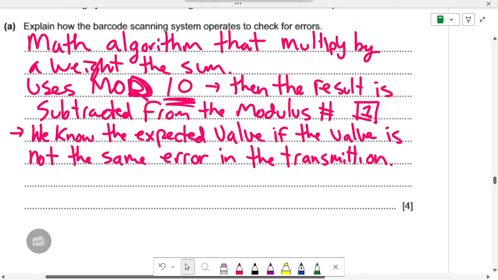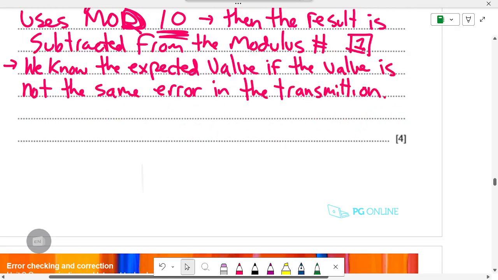You just write your idea down. It's a math algorithm. It uses modulus, okay? Uses 10, all that stuff. Let's see what they say.